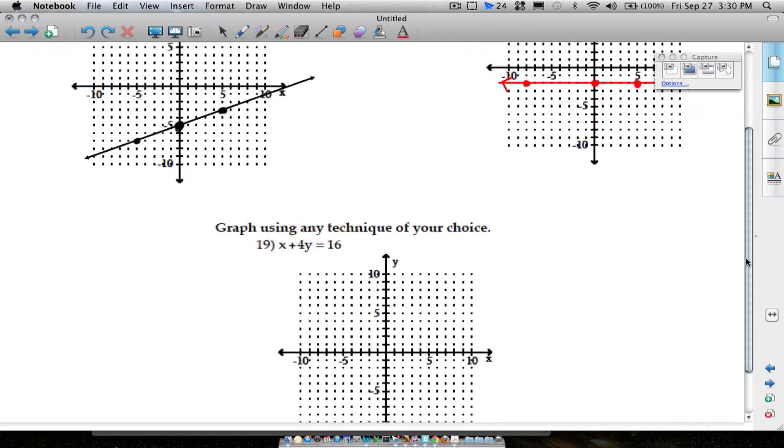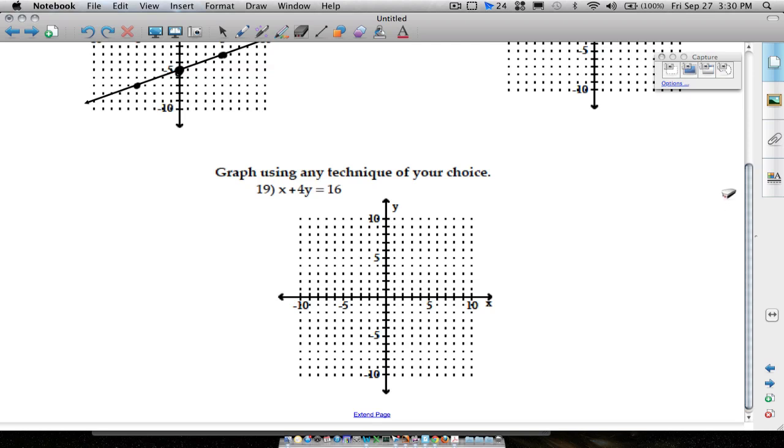Alright, number 19, graph using any technique of your choice. Maybe you like getting y by itself. That's fine with me. We've done that already in a few examples so far in this video, but I'm going to take a different approach. I'm going to use the x and y intercepts. You do not have to use this technique if you don't want to, but I prefer to.